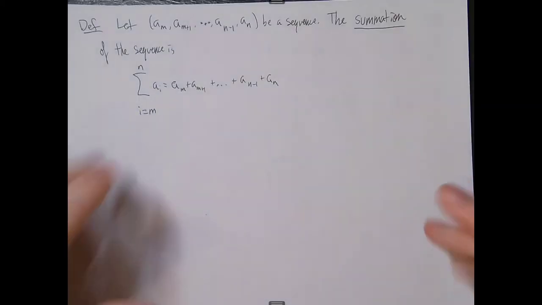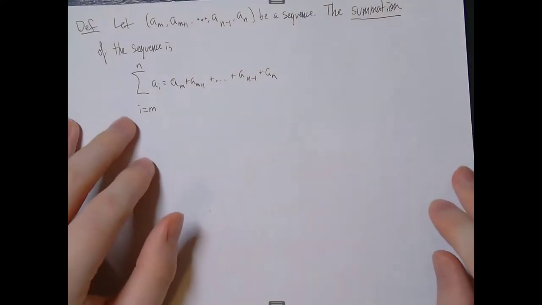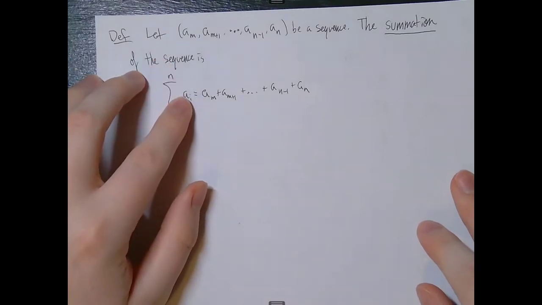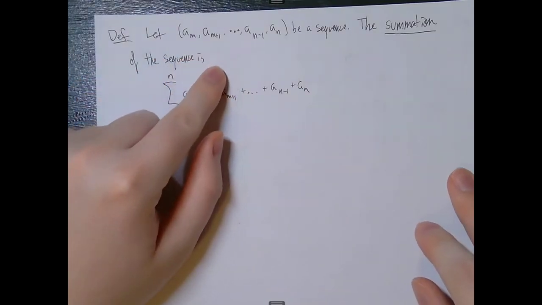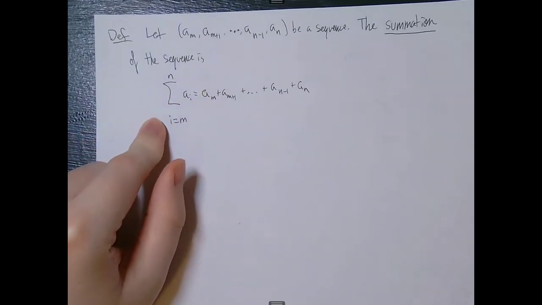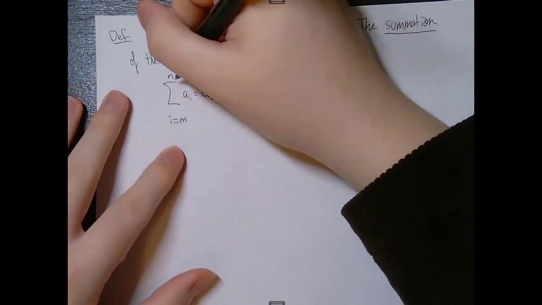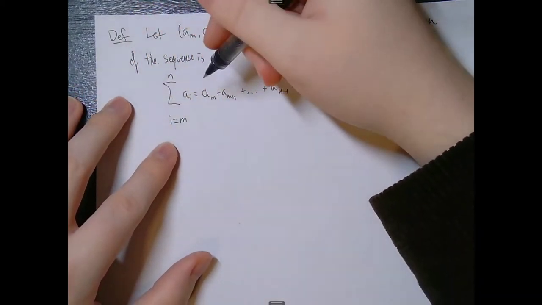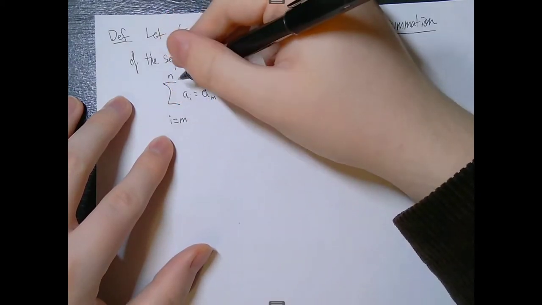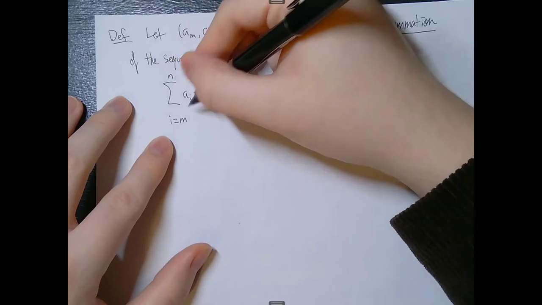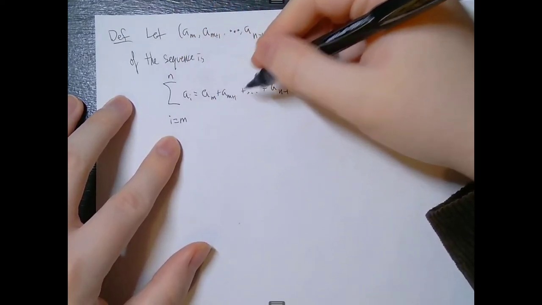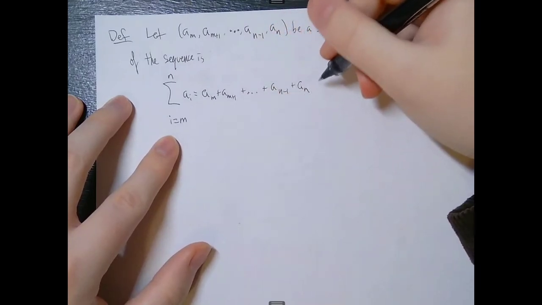All right, so now we can define the summation of a sequence. So we'll let a sub m, a sub m plus 1, all the way through a sub n minus 1 and a sub n, we'll let all of this be a sequence. Then the summation of that sequence is, and you'll be familiar with this from calculus 3, hopefully, a large uppercase sigma like this, and say that starting from i equals m and going to n, the sum of a sub i is equal to a sub m plus a sub m plus 1 plus all the way through to a sub n minus 1 plus a sub n.